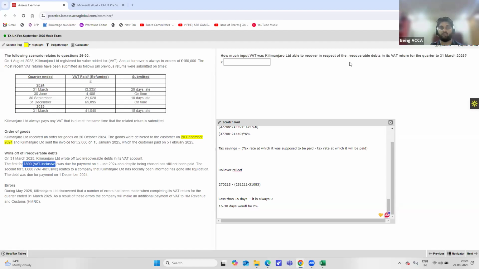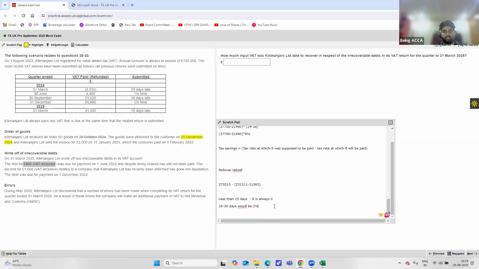Now, how much input VAT can be reclaimed on that? Yes, 800 into 20% will be your 133. That is exactly what you should be writing. And that will be a part of your input VAT calculation. Always remember, though it is a sale and it has been recovered, it will not come in as a deduction from your output VAT. Instead it should be shown as a part of your input VAT.